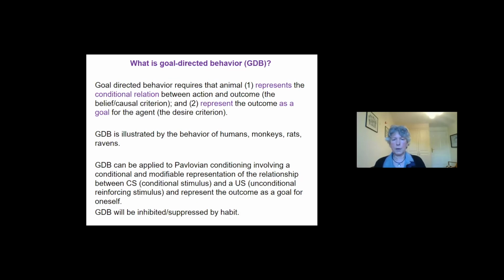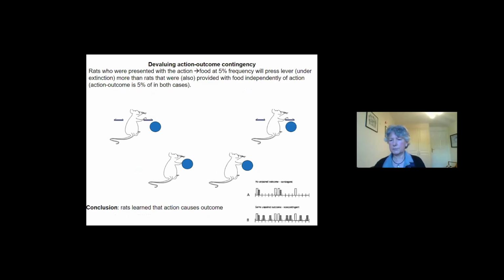So I just want to clarify again what goal-directed behavior is. Goal-directed behavior requires that the animal represents the conditional relation between action and outcome, and that it represents the outcome as a goal for the agent. And goal-directed behavior is illustrated by behaviors of humans, monkeys, rats, and ravens. It was actually shown. And this kind of goal-directed behavior can be suppressed by habit. So if you do something again and again and again, you don't have this kind of flexible control of intentional action. Now, since I have to wrap up, I will not show you the experiments that show this, unfortunately.